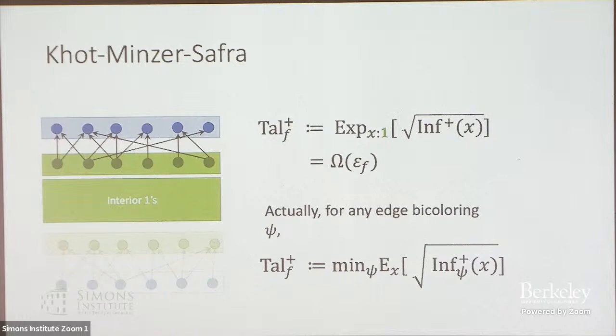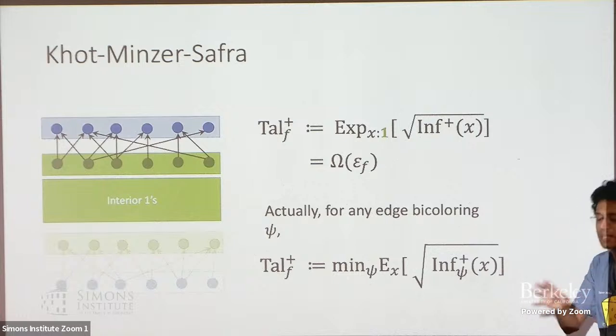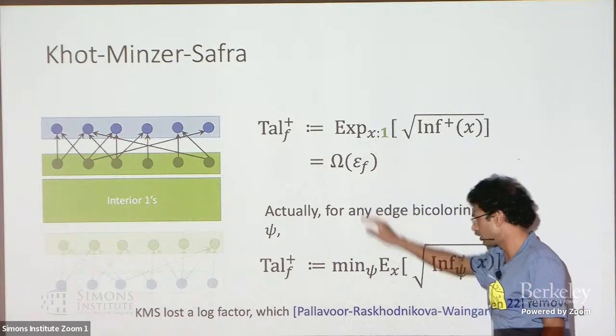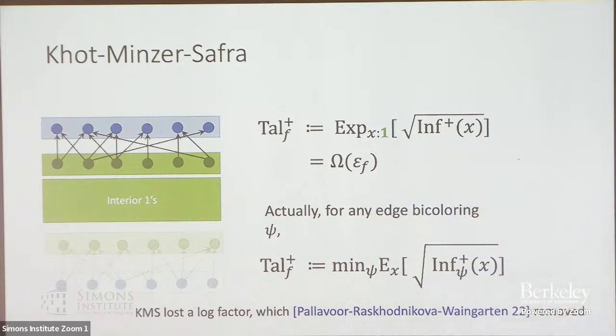So you sit down and you try to understand what's going on. So I'm going to give you the exact definition of this. This is called robustness. But then I'm going to tell you what it implies. And the implication will actually be something very easy to understand. By the way, I should say that this KMS, they lost a log factor here. And then there was a result of Pallavicini, Raskhodnikova, and Waingarten who removed that log factor.